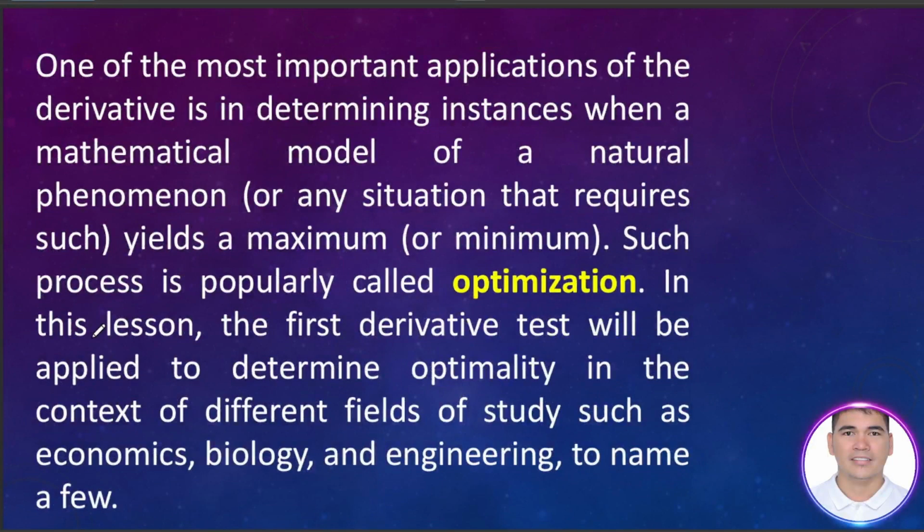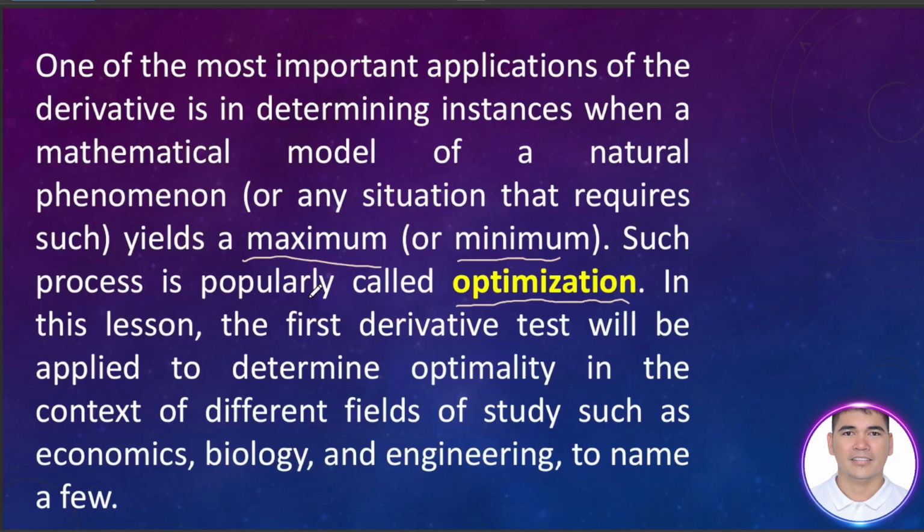So one of the most important applications of the derivative is in determining instances when a mathematical model of a natural phenomenon or any situation that requires such yields what? A maximum or a minimum. So take note, that is the most important application of the derivatives. Such a process is popularly called optimization. So this is our topic in this lesson, in this section 5 about optimization.